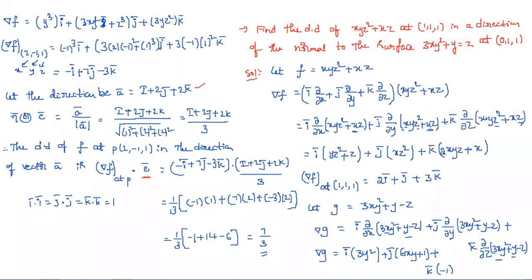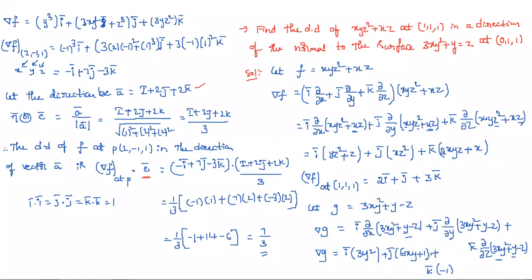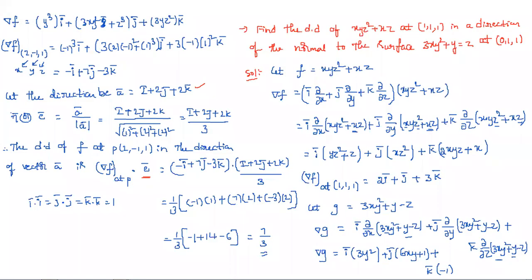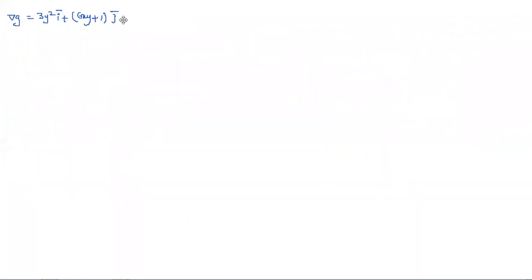It means simply what we got is del G equal to 3y square i, plus 6xy plus 1 into j, and next the k coefficient, there it is having minus k. This is del G.